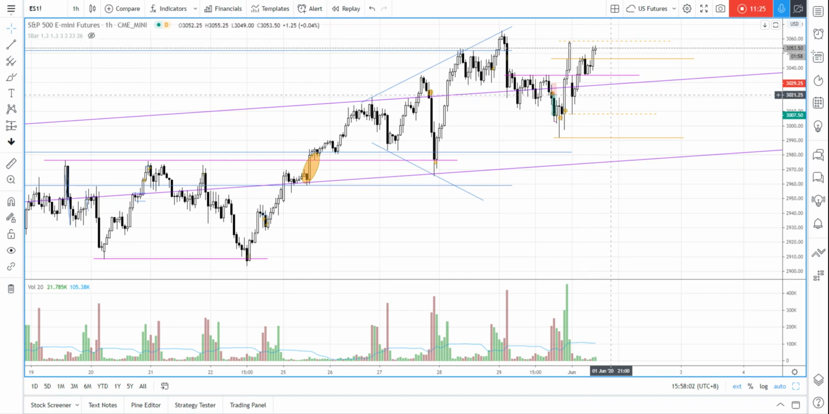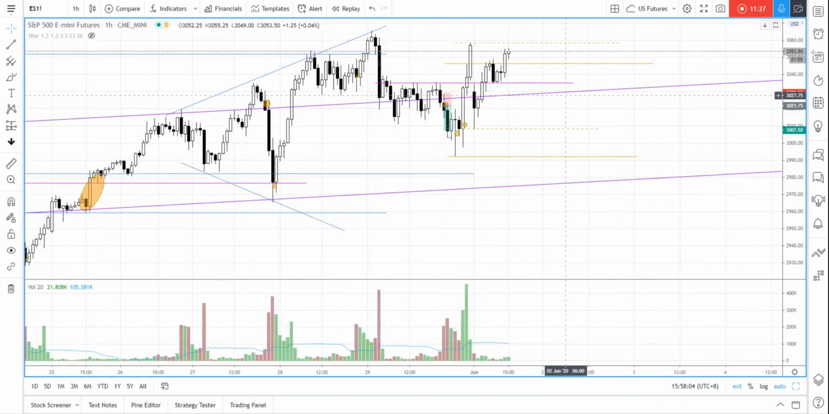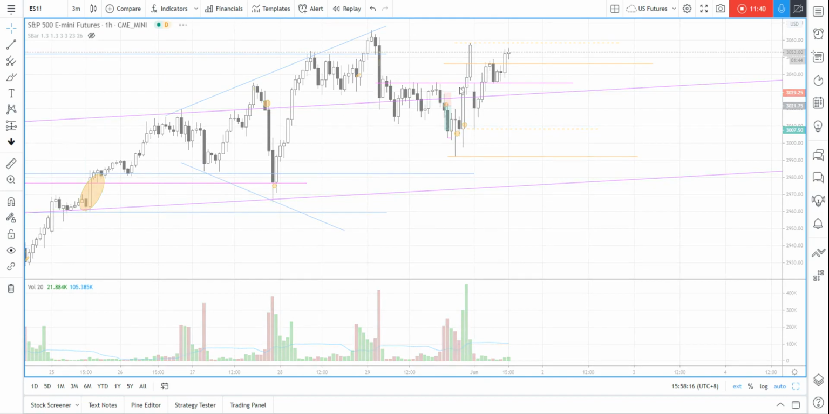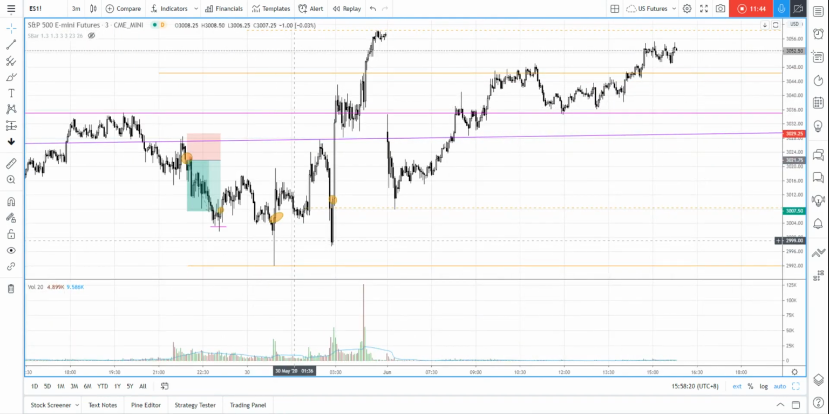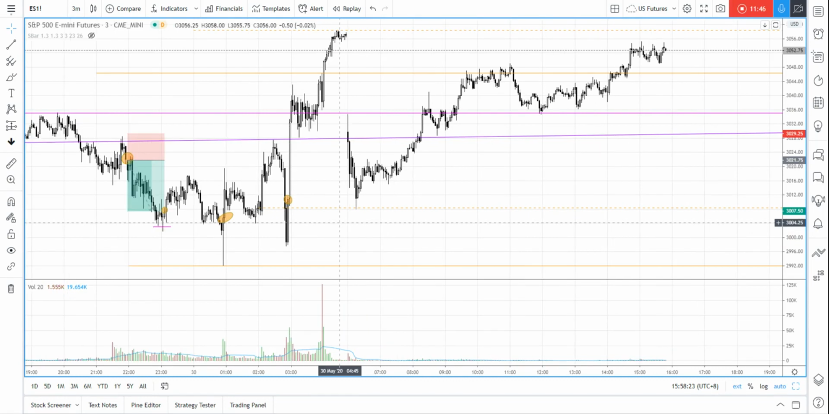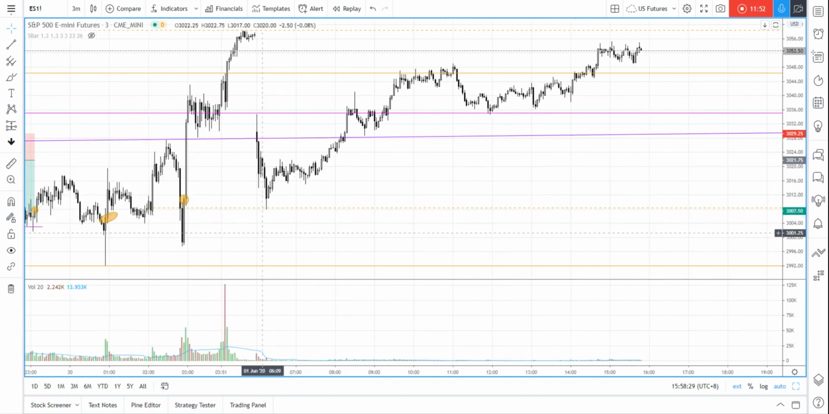So if we do get a test, then I will probably look for a long entry if we get a bounce around this level. This is the non-RTH low, and that also coincides with the demand zone. If we zoom into the M3, let me just get to M3. So if you still recall, earlier on I talked about a potential entry just right after the reversal bar here.